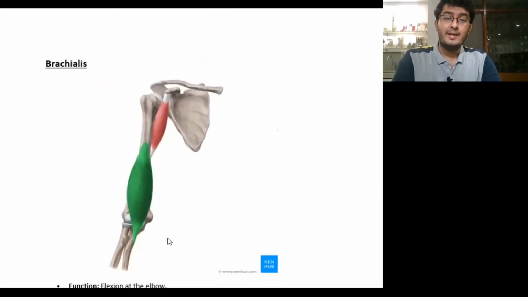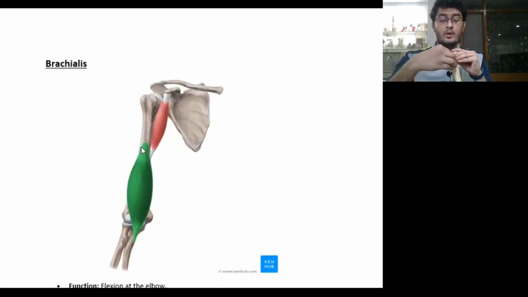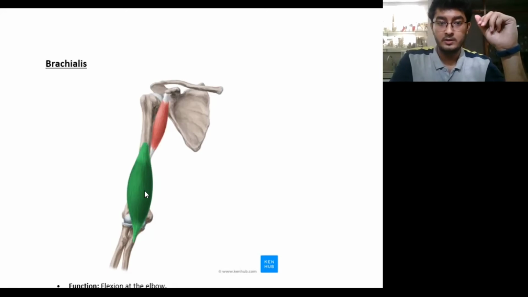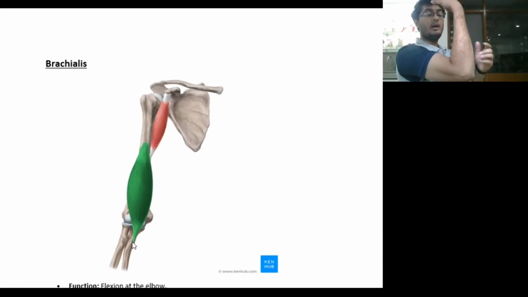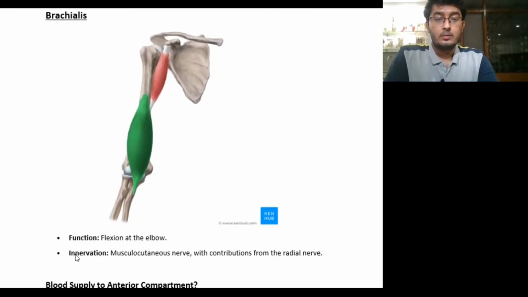The third muscle is the brachialis. Its origin is coming from the shaft of the humerus, just the middle shaft of the humerus. It has origin from the anterior aspect, the lateral aspect, and the medial aspect. And it's inserting at the level of the ulna. And you can imagine, when this muscle shortens, what action will it do? It will flex the forearm at the elbow joint. So the function is flexion at the elbow, and its innervation is by the musculocutaneous nerve, which is again C5, C6.